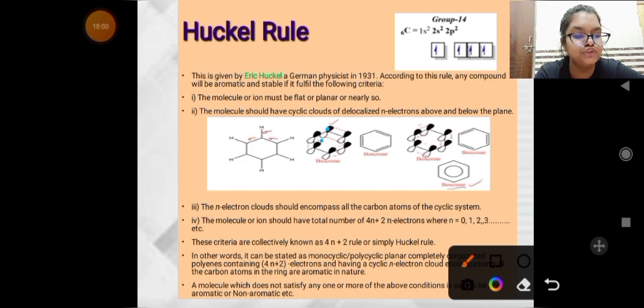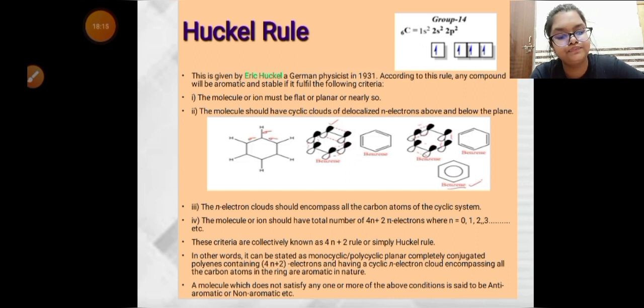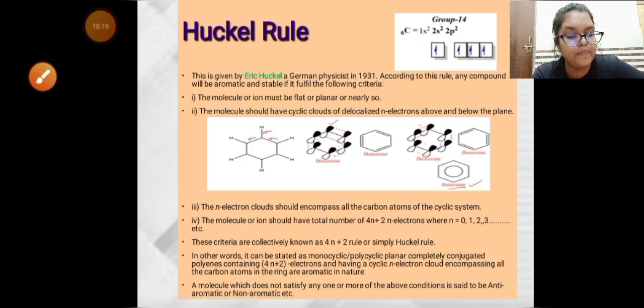This means the molecule should have a cyclic cloud of delocalized pi electrons above and below the plane. Here you can see the pi electrons should encounter all the carbon atoms of the cyclic system. This circle represents that the pi electrons are continuously in motion. The next is that the molecule or ion should have a total of 4n plus 2 pi electrons, where n is equal to 0, 1, 2, 3, etc.